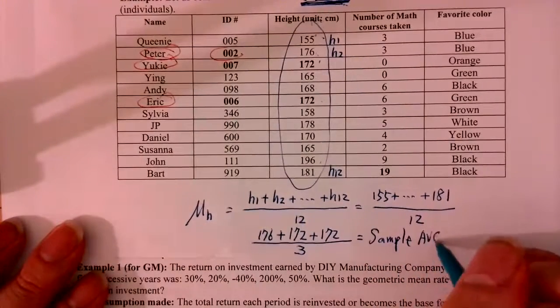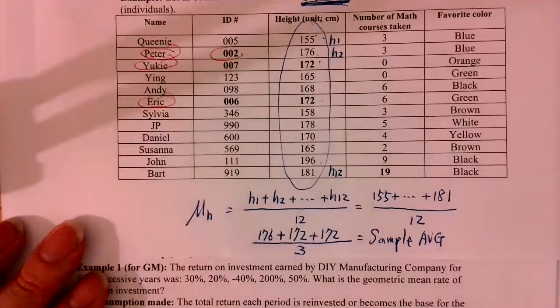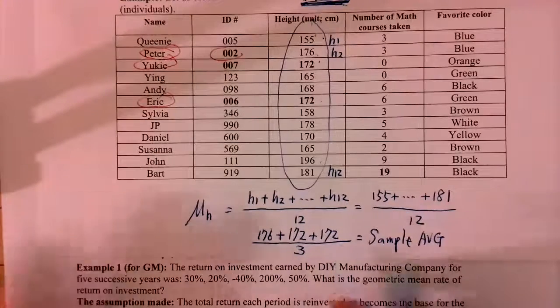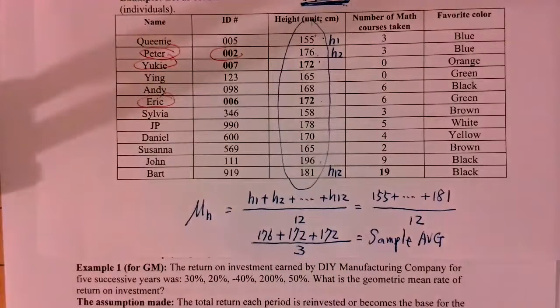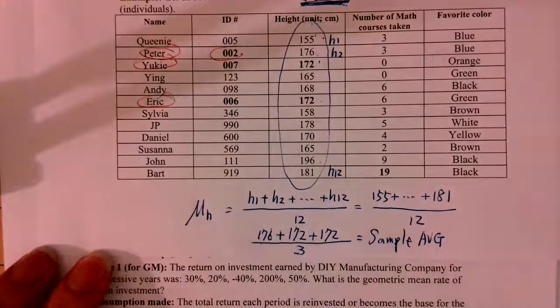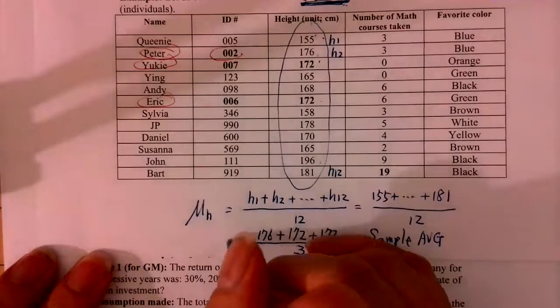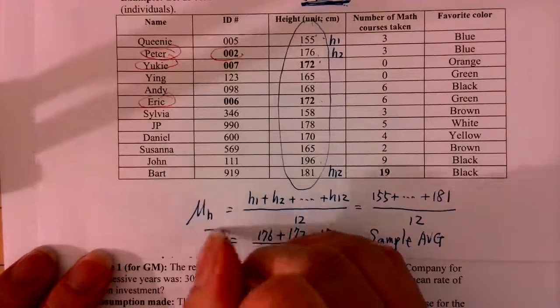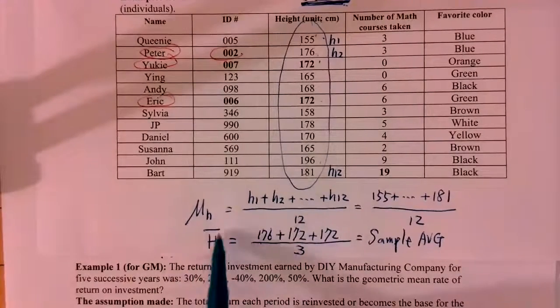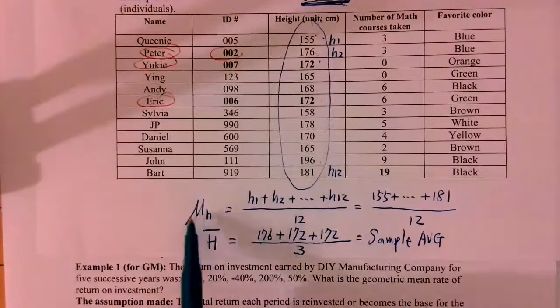Because of the population, we have 12 students, and these three students, Yuki, Eric, and Peter, they just form a sample. Okay, so if we want to find the average of the three students in the sample, we're going to use h bar. Do you see? Bar stands for the sample, and mu h represents the population mean. Okay, I'll give you 1 minute.